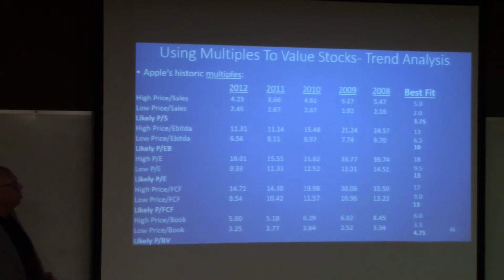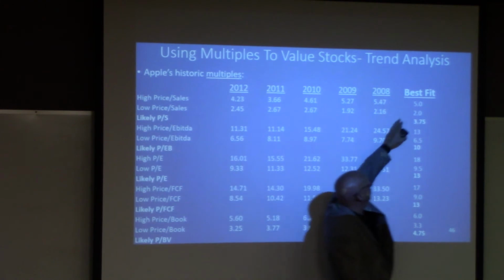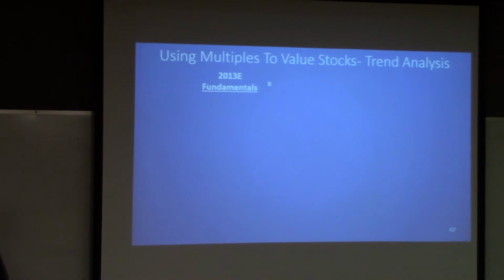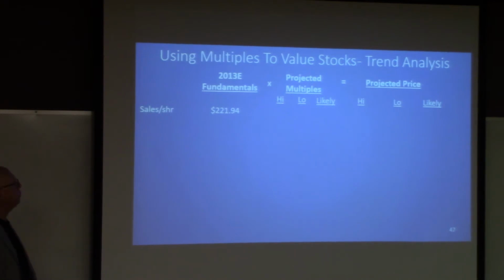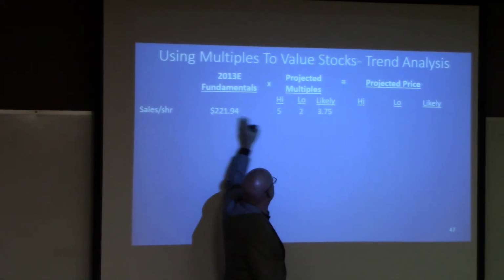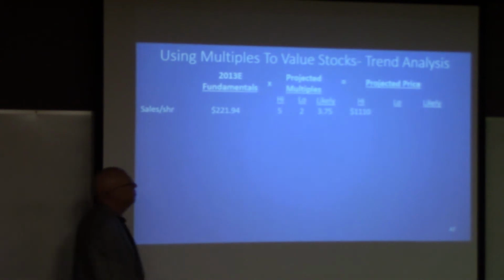Okay? So now we're just going to take these numbers and put them on a table on the next slide. Here we go. So we're going to use these numbers. High, low, and likely. Projected price, high, low, and likely. So we're going to come up with 3 prices, using sales per share. Here's our projected sales per share for 2013. Here are the multiples for 2013, price to sales. So we're going to multiply this times this, this times this, and this times this. And we're going to come up with 3 prices.